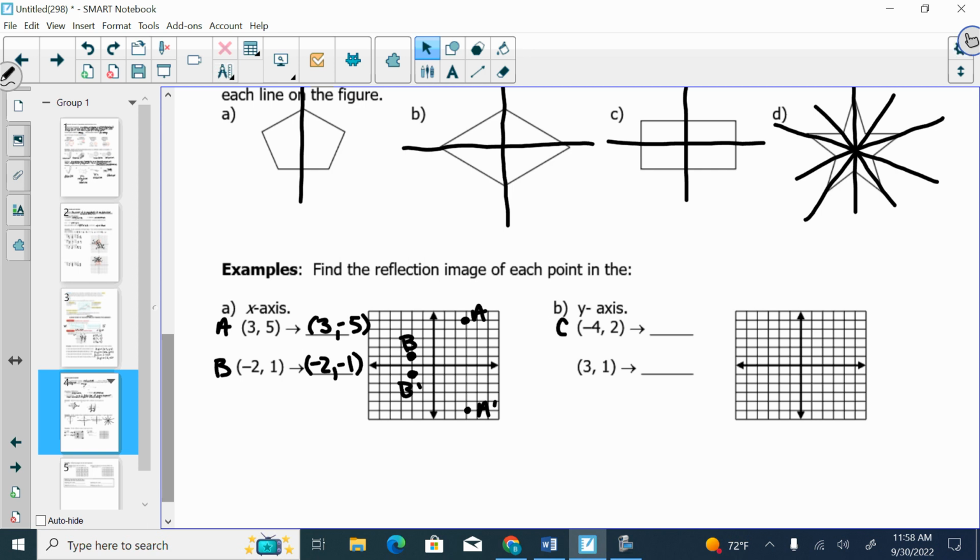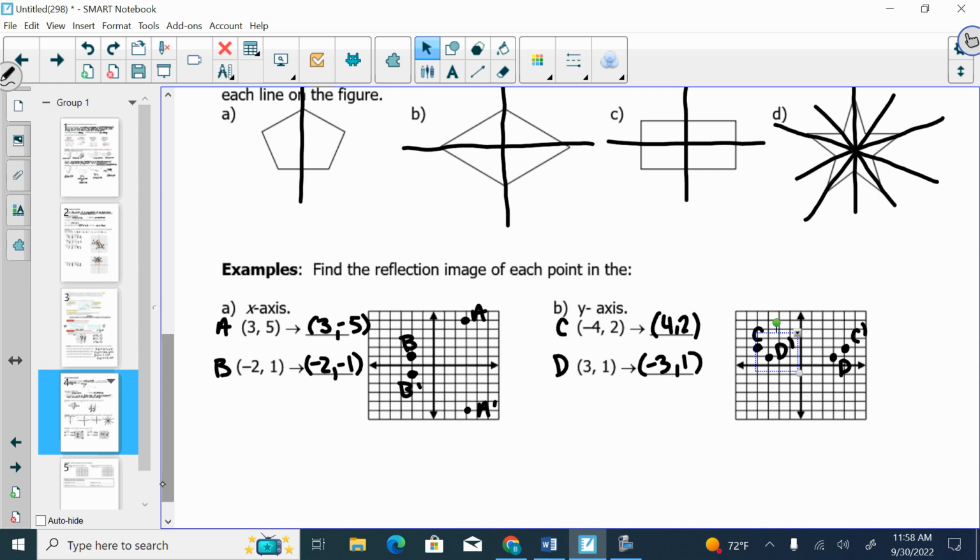I'm going to call these points C and D. So I've got a point at negative 4, 2. And I'm supposed to reflect it across the y-axis. So this time I'm folding it across this way. So at 4, 2. Very good. All right, and then D is currently at 3, 1. Where would D prime be? Negative 3, 1. Very good. All right. Okay, easy enough there.